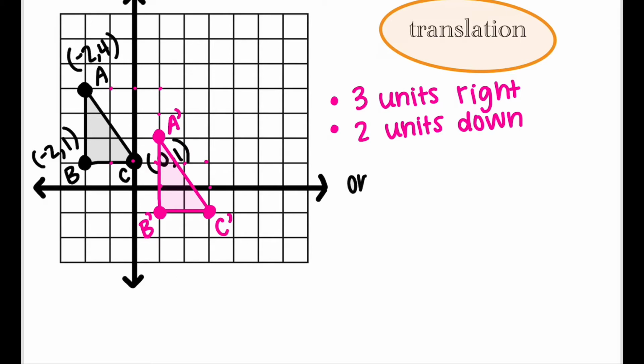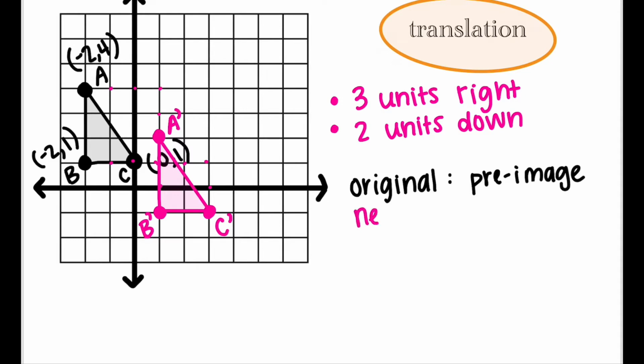So I also want to point out that the name of the original shape is called the pre-image. And the name of the new shape, or the translated shape, is called the image. That goes for any transformation.